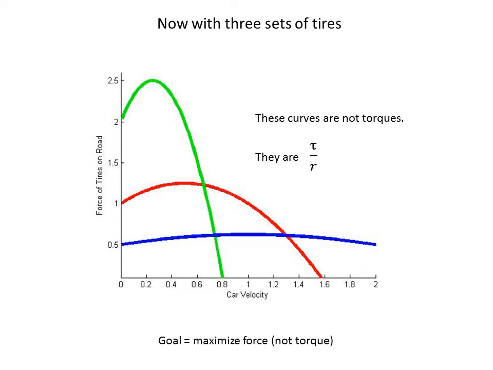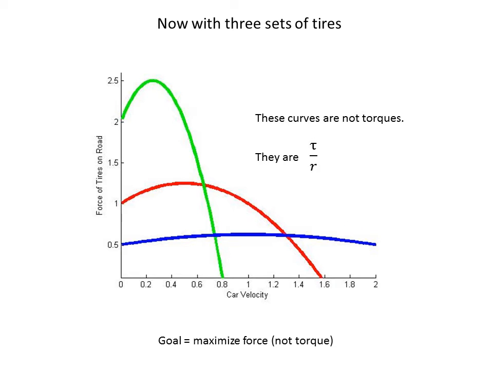So now we're driving our car. We want to accelerate from 0. We start at 0, so we put on our small wheels. We accelerate along this green curve with this force, until we get to the intersection here. And then we switch to our regular size red tires. And then at this point, we switch to our big tires, our blue tires.